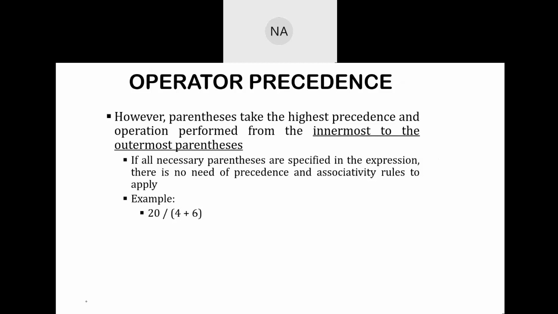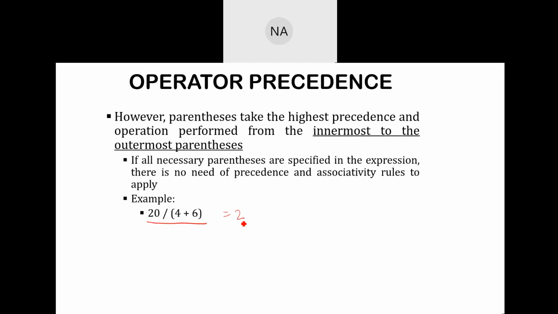Okay, so for example, consider this expression: 20 divided by (4 plus 6). 4 plus 6 is within the bracket. So whatever expression or sub-expression is specified within a parenthesis will be evaluated first, because parenthesis has the highest precedence level. Okay, so 4 plus 6, it will be 10. So 20 divided by 10, 2. So 2 is the correct answer.